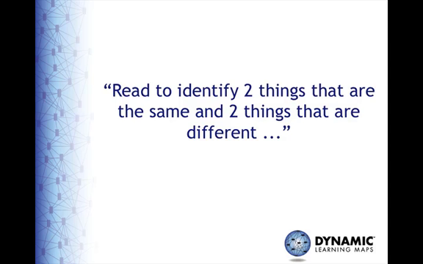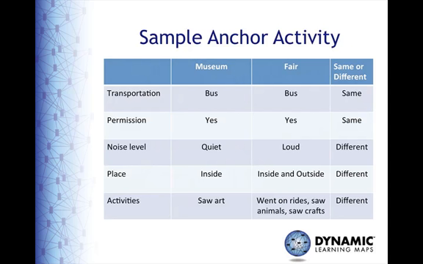In order for students to be successful in reading to accomplish this purpose, they must first activate their background knowledge about comparing and contrasting. Using an anchor activity, we can help students recognize that they know something about comparing and contrasting. In this example anchor activity, the teacher is activating student background knowledge about comparing and contrasting by asking students to compare and contrast 2 field trips, one to the museum and one to the fair.